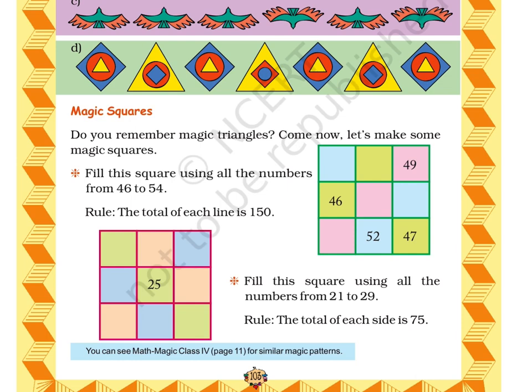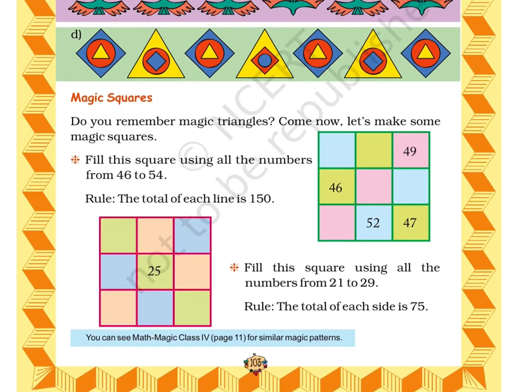Number 25 is written in the middle. Fill this square using all the numbers from 21 to 29. Rule: the total of each side is 75. For the teacher. You can see MathMagic Class 4, page 11 for similar magic patterns.